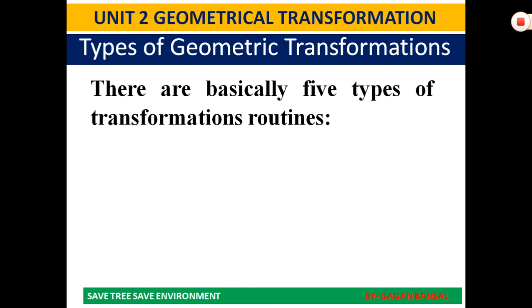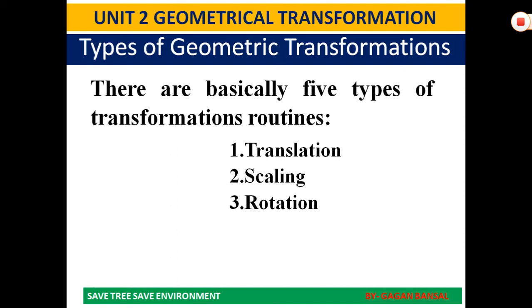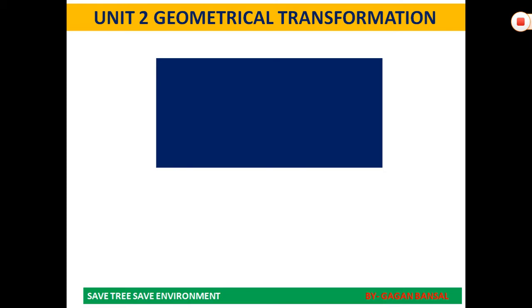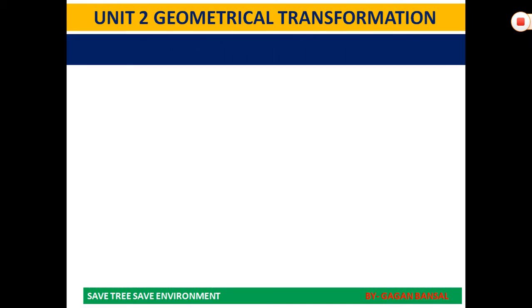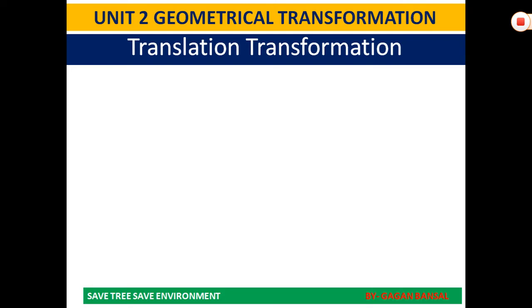Types of geometric transformation. There are basically 5 types of transformations: translation, scaling, rotation, reflection, and shear. So let's see what this actually means. Let's first visualize all the transformations. First is translation transformation. As you can see, this particular face is there. In translation transformation, there is a linear motion in x, y, and z direction.